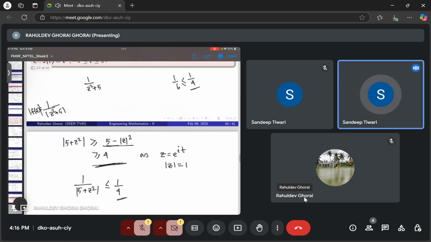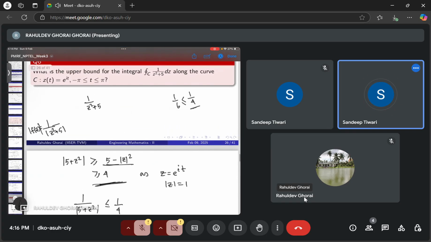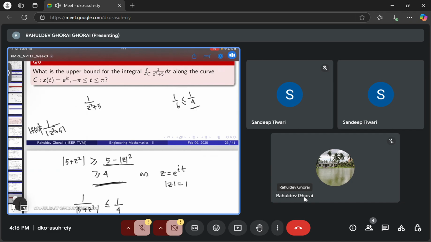Sir, by the maximum modulus principle, the maximum is always attained on the boundary. From that, I did it, sir. Maximum modulus principle. Okay. You have z square plus 5, and this will be analytic in this region, the whole circle. So all these things you have to say. Then you use the maximum modulus principle, then it might be okay.